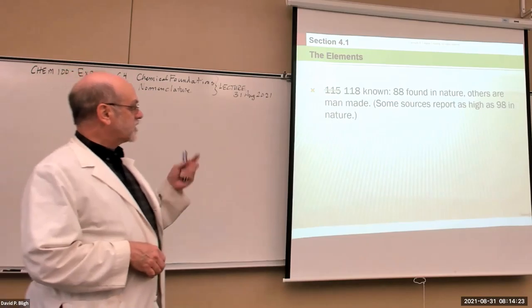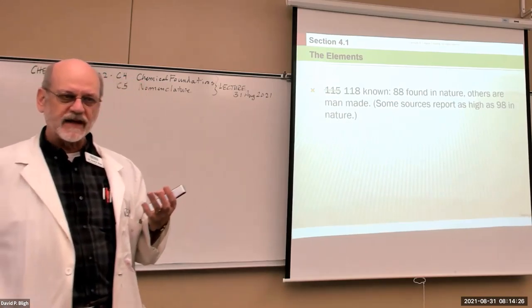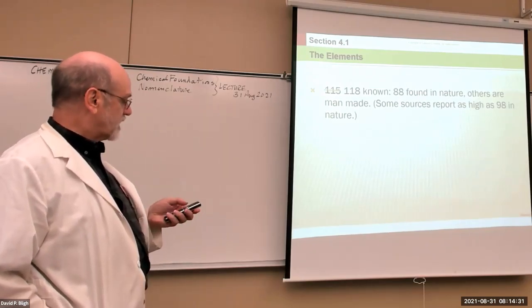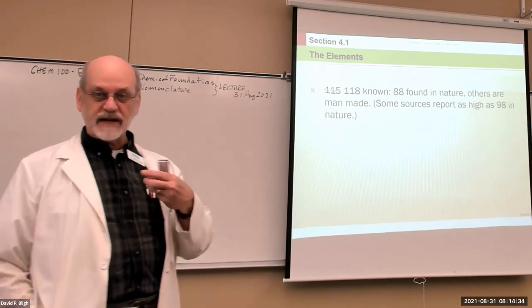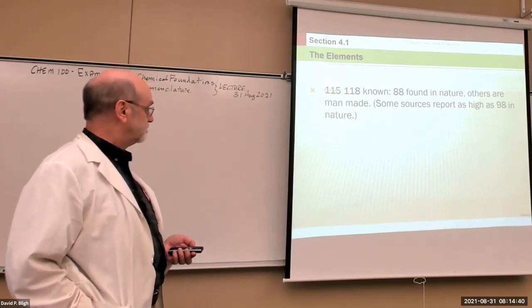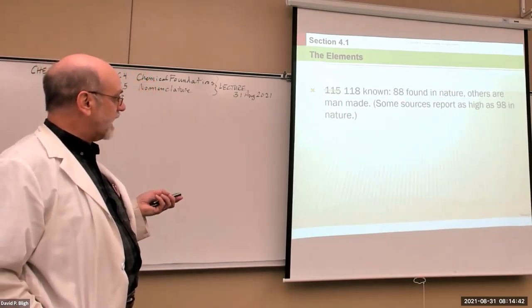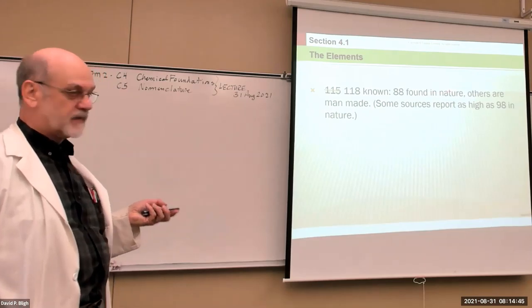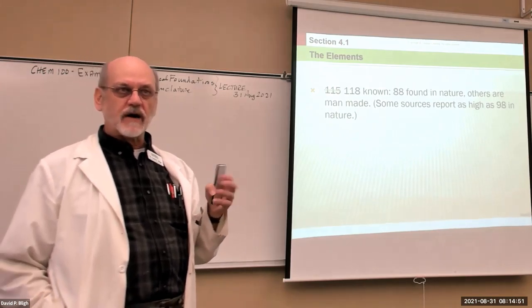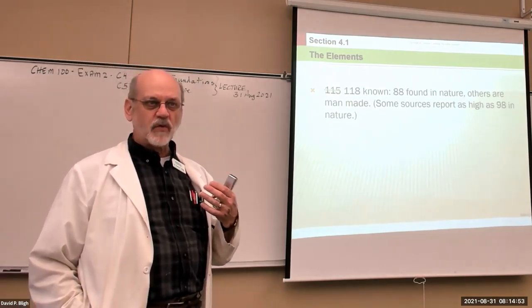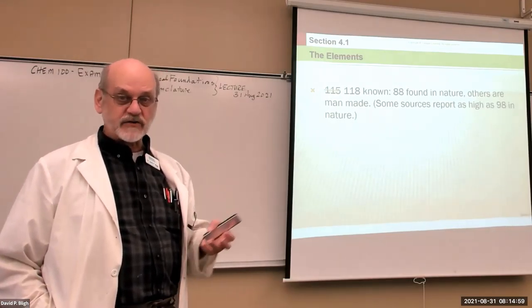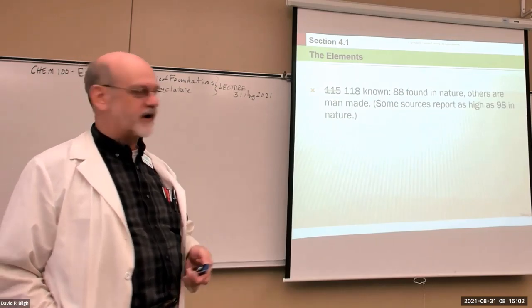Okay. At one time, we only knew 115 elements. Now we know 118, and all of the 118 have names. They have been given names now, and not just placeholders. Originally, 88 of those were found in nature, and all the rest of them were man-made. But our analytical techniques have become more refined, and now we're able to find some of those man-made elements in nature. But they're in very small quantities.